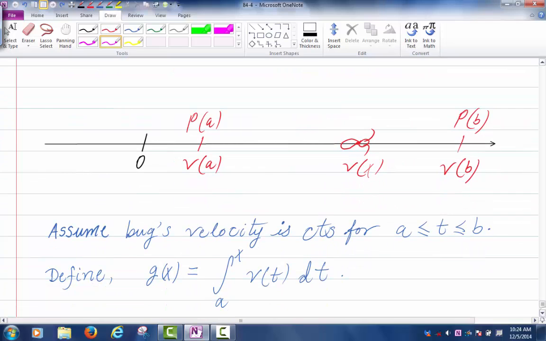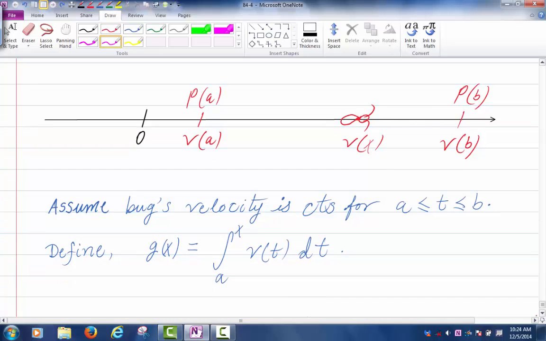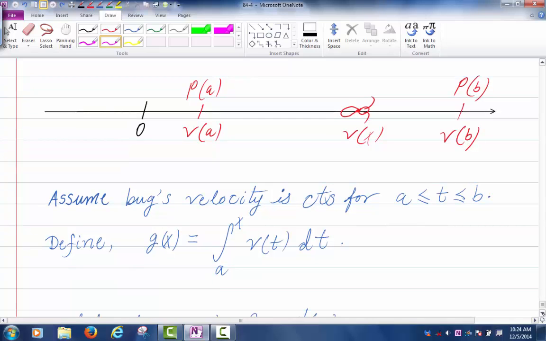Let me now give you a more motivational example. I'm going to go back to my favorite bug problem. Let's say I have a bug moving along the straight line on the real number line, and P represents the position function of the bug, and V represents the velocity of the bug. Is everybody clear? V is the velocity of the bug. P is the position of the bug.